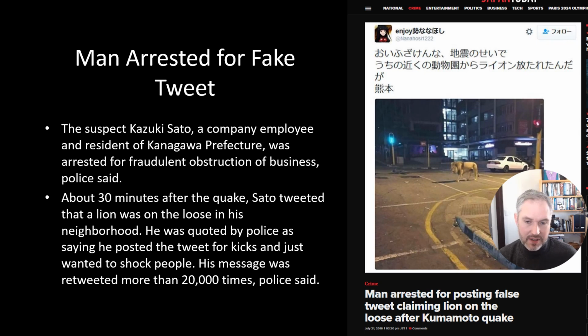during the time of an earthquake, during the time of a national emergency or a natural disaster. That's not a good time to be making jokes. And there are consequences even for jokes, especially taken out of context. And as you know from the course, context collapse is a serious issue that we've discussed throughout the course. So there's a lot of reasons why Sato's tweet was taken out of context and became misinformation.